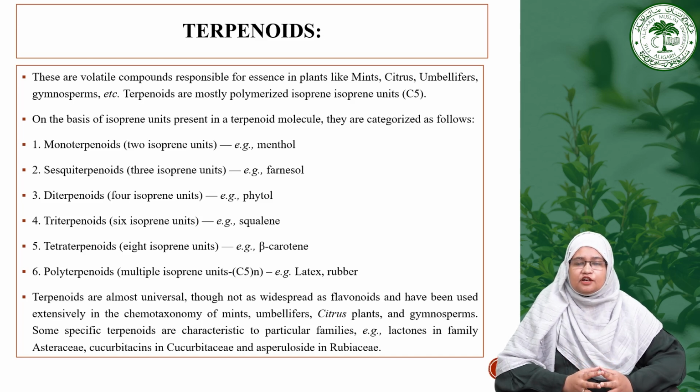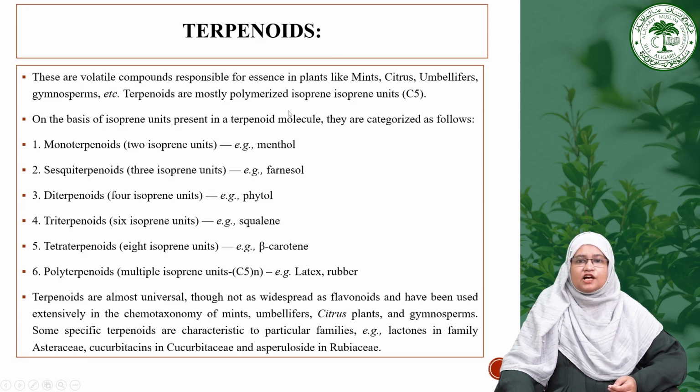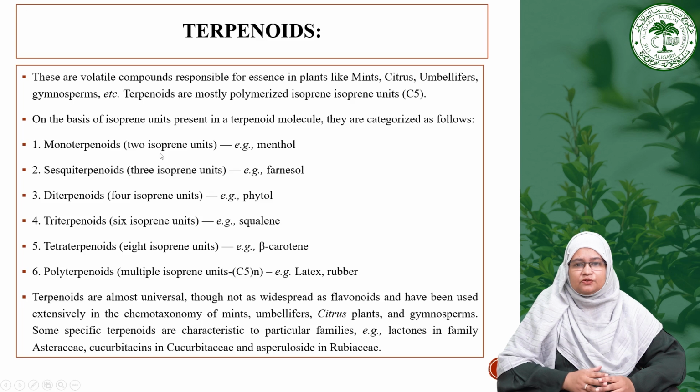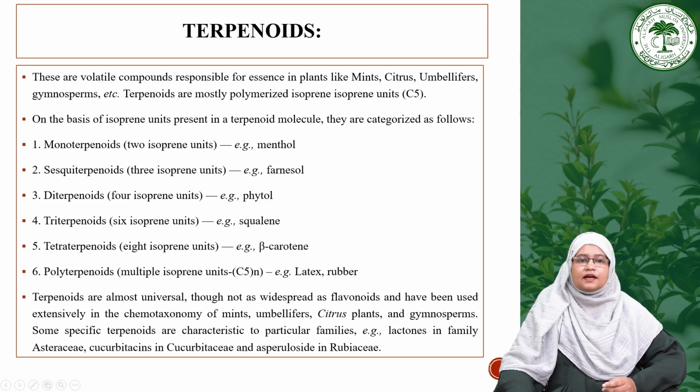Terpenoids are volatile compounds responsible for the essence in plants like mints, citrus, umbelliferous and gymnospermous plants, etc. Terpenoids are mostly polymerized isoprene units, each made up of 5 carbons, and on the basis of the number of isoprene units in the terpenoid molecules, they are categorized as follows. Monoterpenoids have 2 isoprene units, like menthol. Then sesquiterpenoids have 3 isoprene units, like in the case of farnesol.